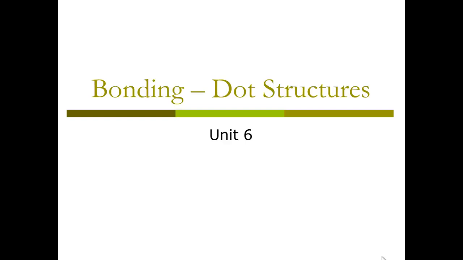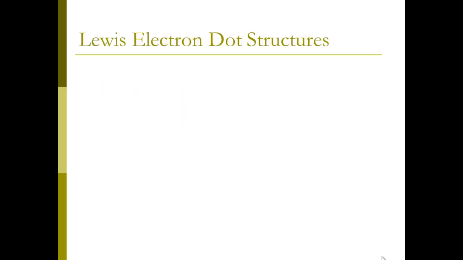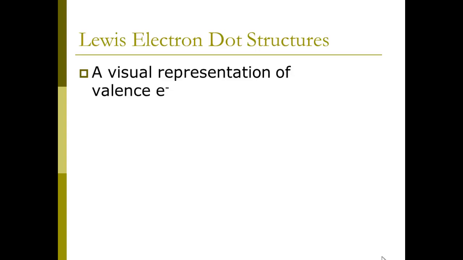One of the things that we can use to help decide which items are going to bond together, which elements to put together, and how many of them should we have, is called a dot structure. A dot structure is a visual representation. This is the bullet point right at the top of the page. A visual representation of valence electrons. Uh-oh, more things to remember.